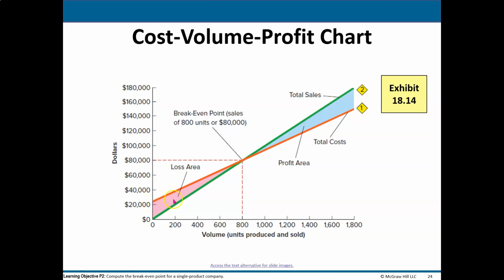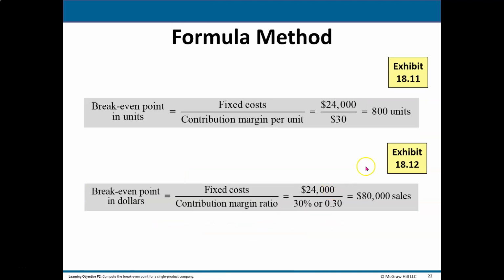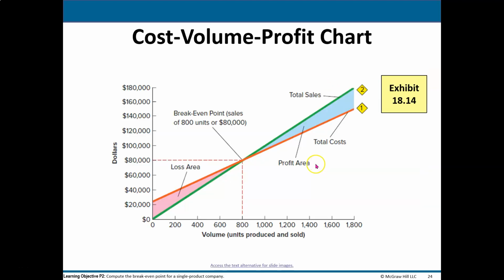Now, let's look at the point where these two lines meet. The point where the total sales line equals the total cost line on the graph, that is my break-even point. So this right here, $80,000 and 800 units sold. That's where my cost breaks even. So if I'm graphing it this way, this is what it would look like. This is where my two lines would intersect right here, and this is what it would look like graphically.